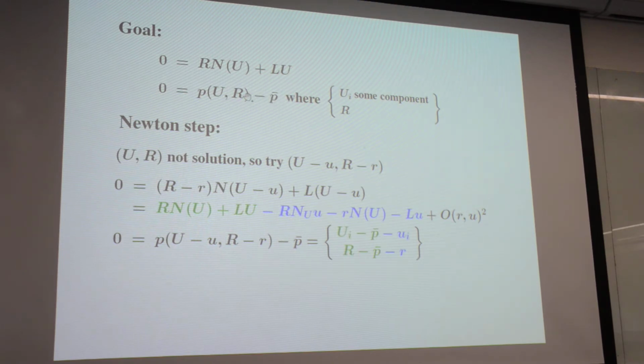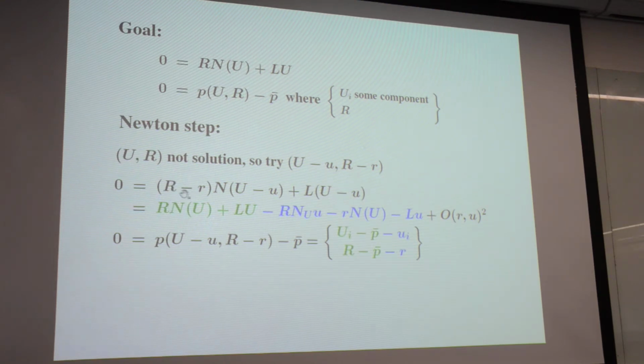Some easy possibilities: let us set the Reynolds number. That's what we're usually doing. But we could also set that some component of the solution has some value. What does our Newton step become? Well, let us expand our function about capital U and capital R with a little decrement, little u, little r. We're going to expand this as we usually do. So we have (R minus little r) times N of (big U minus little u) plus L(big U minus little u). Let's do a Taylor series as usual.